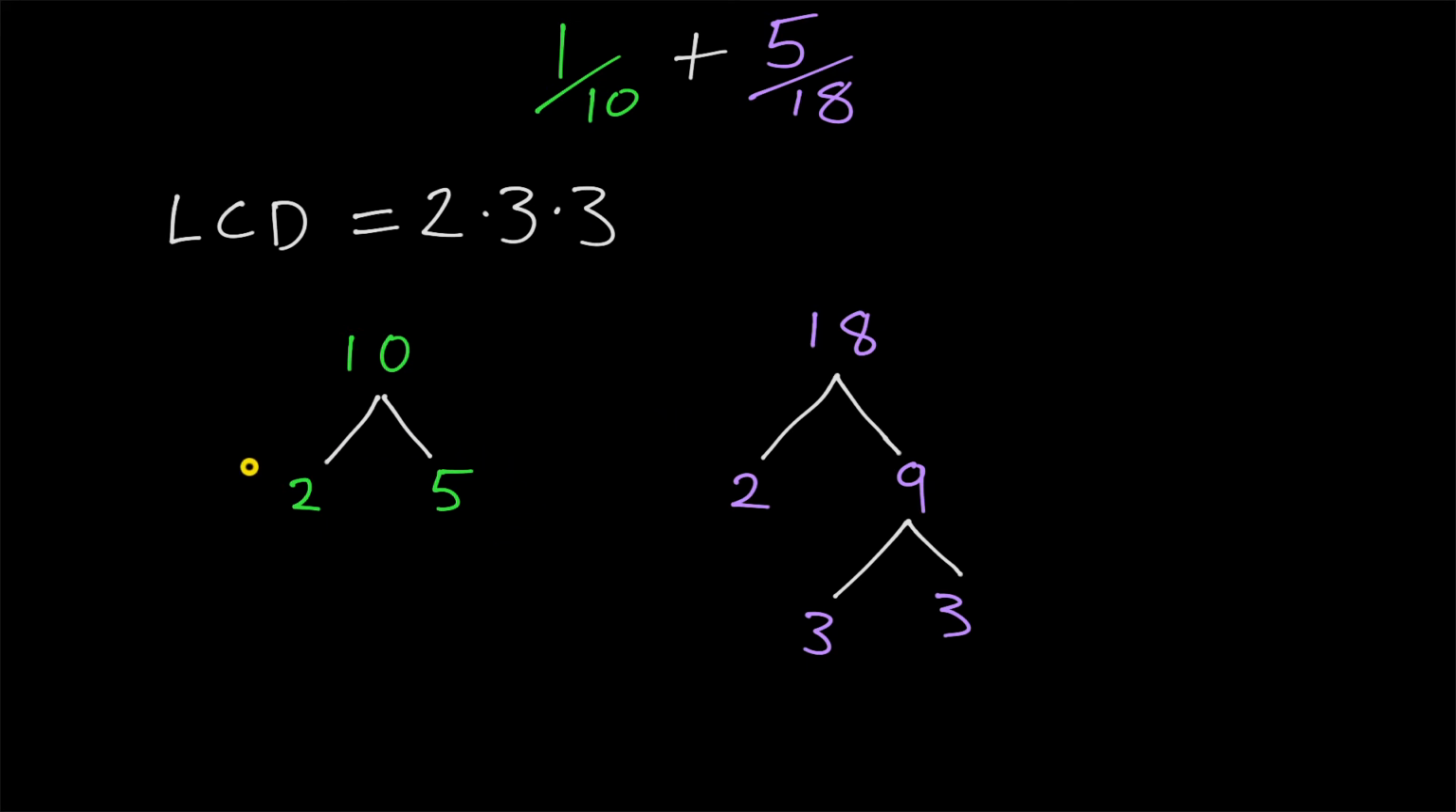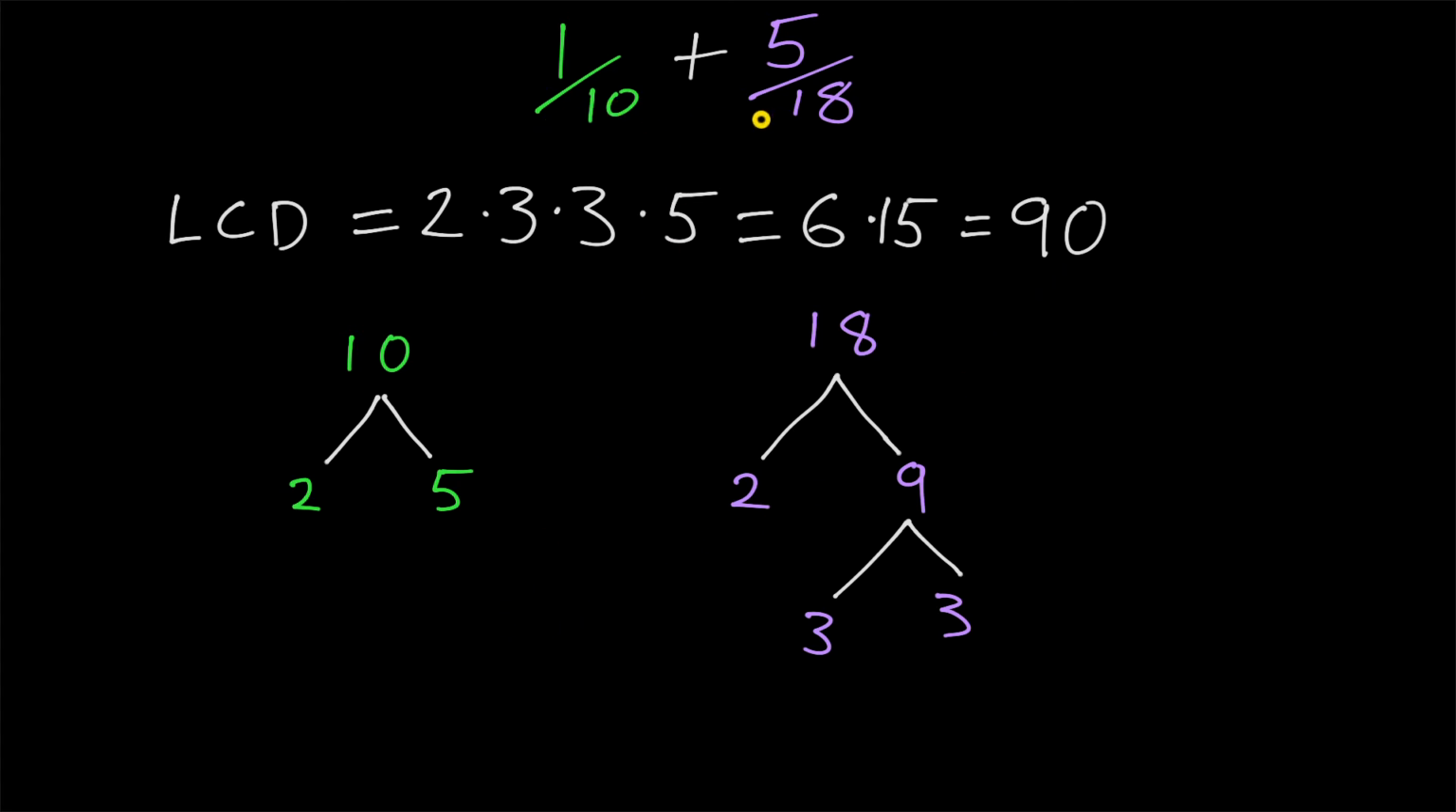What about 5? Well, 5 appears in the first prime factorization, but 5 does not appear in the second. Take the greatest number of times that 5 appears, you're going to get 5. So what is this value? Well, 2 times 3 is just 6, and then 3 times 5 is equal to 15, so times 15. And then 6 times 15 is equal to 90. So your least or lowest common denominator is going to be 90.